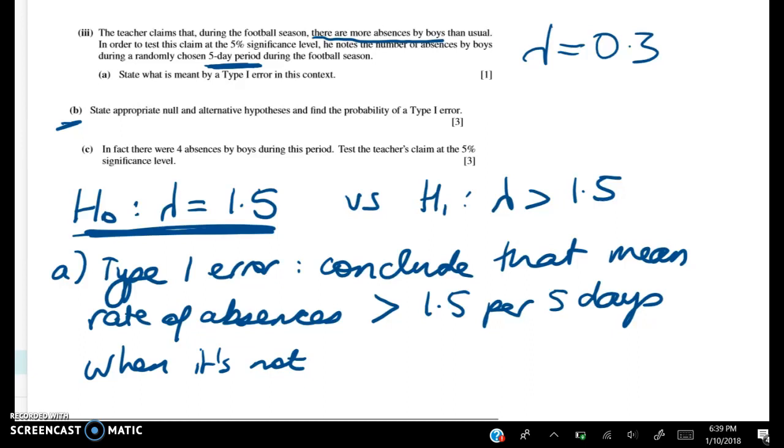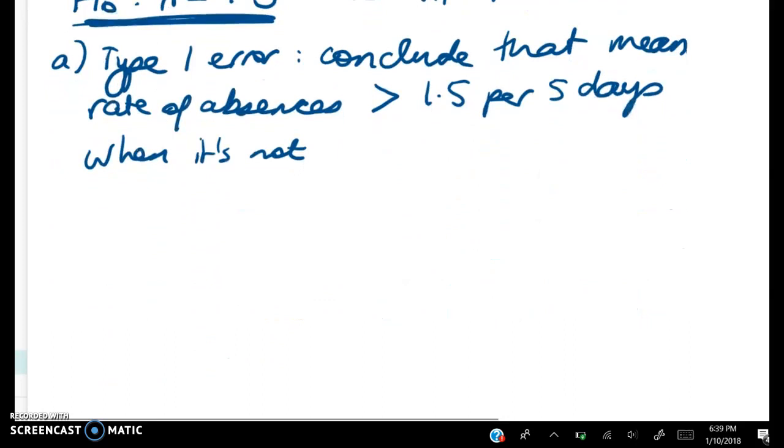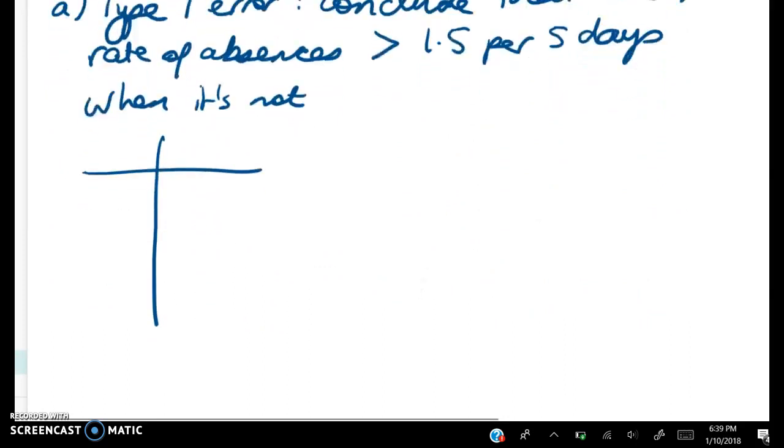Okay, so on to part B. State the appropriate null and alternative hypotheses. Well, we've done that, and find the probability of a type 1 error. So to do that, when we're working with a discrete distribution like a binomial or a Poisson, we have to work out where our rejection region is. So that's what we're going to do now, and we're looking at a 5% significance level. So the easiest way to do this is to do your table of values and just figure out when we've hit our 5% threshold.